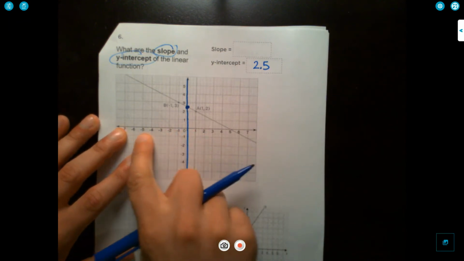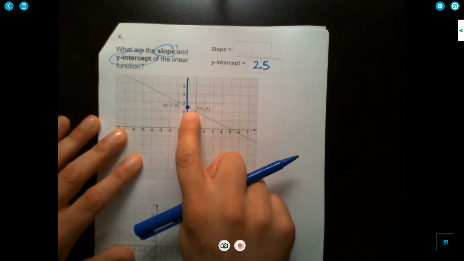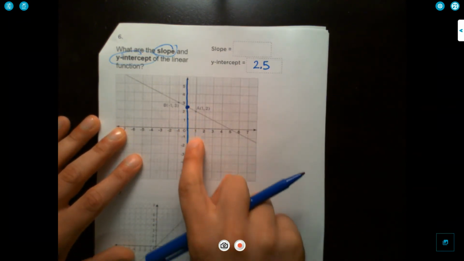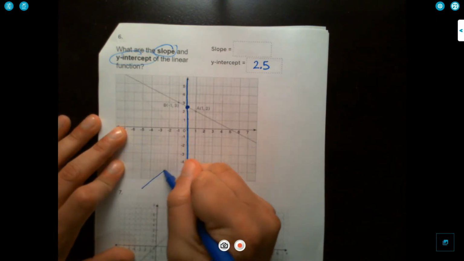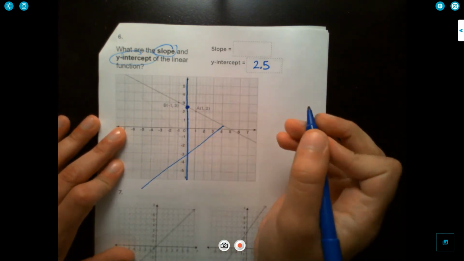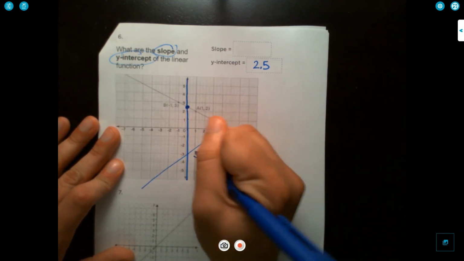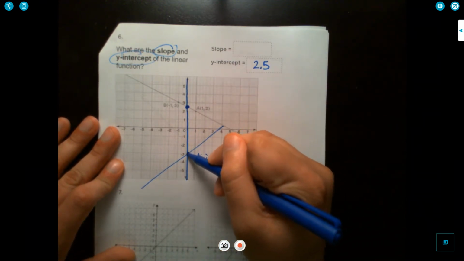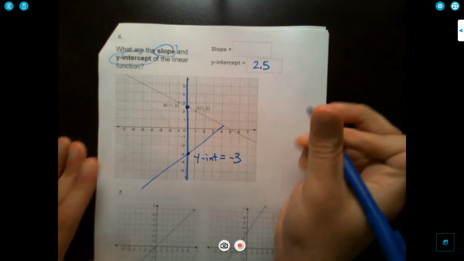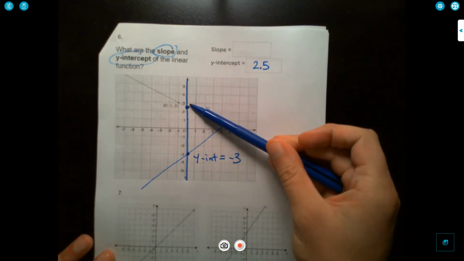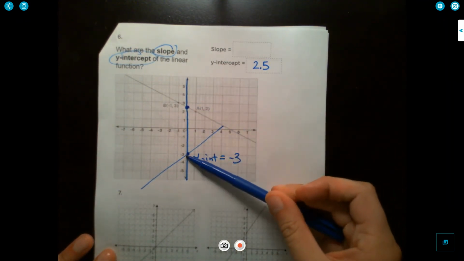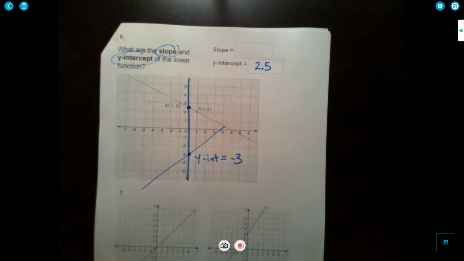And it's above the x-axis, so it's going to be positive. If it's anywhere down here, so let's say we had a line that went like this, our y-intercept would be right here, maybe it's where you can see, would be negative 3. So be careful, if it's above the x-axis, it's positive. If it's below, it's negative. All right, so let's find the slope.